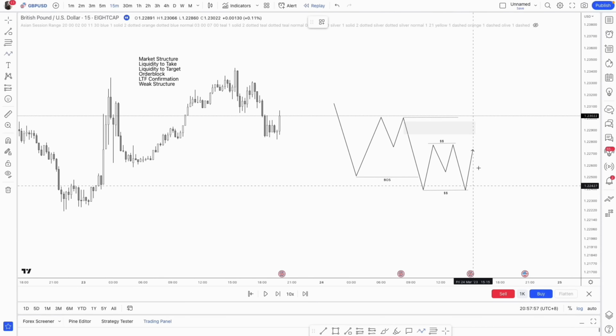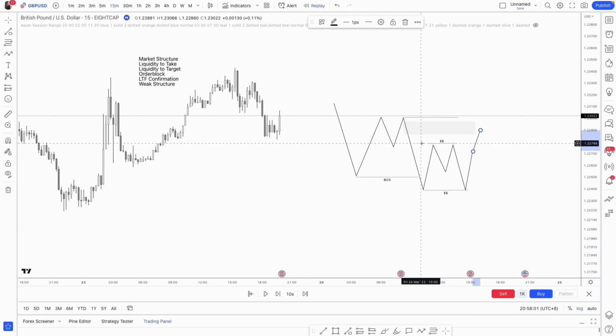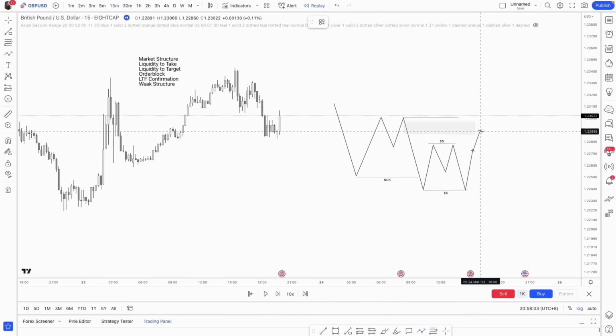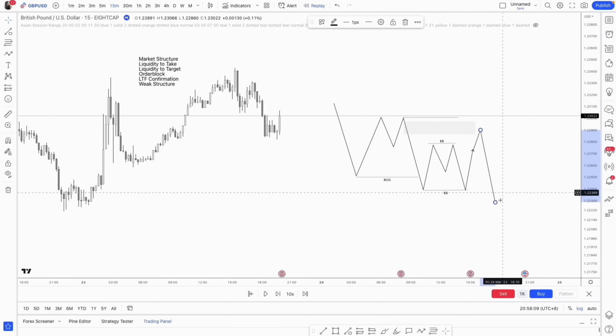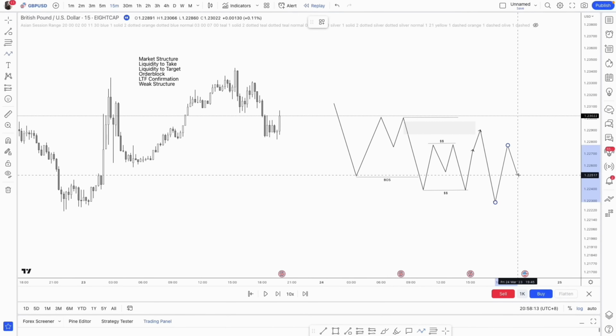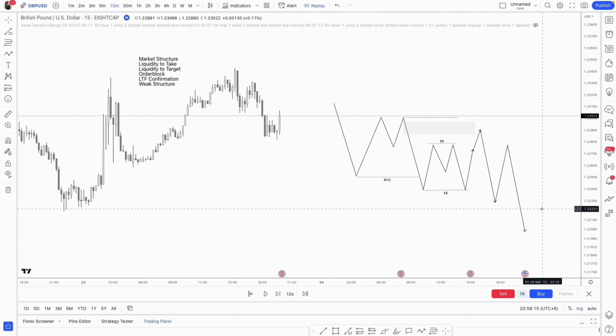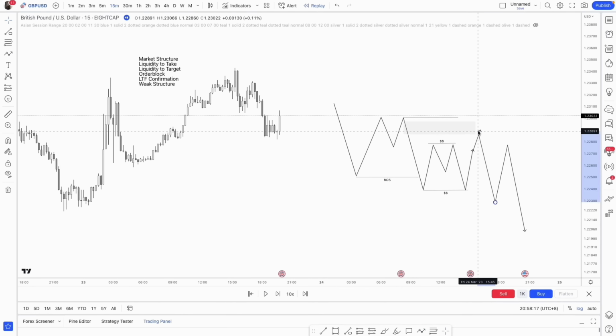So now we can expect price to run one side of liquidity, taking out all the stop losses and all of the buy stops, and then taking out the second side of liquidity, triggering all the stop losses and the sell stops. And then price will essentially come back, take out the stop losses from here, and then continue to the downside. And that is essentially what liquidity to take and liquidity to target looks like.